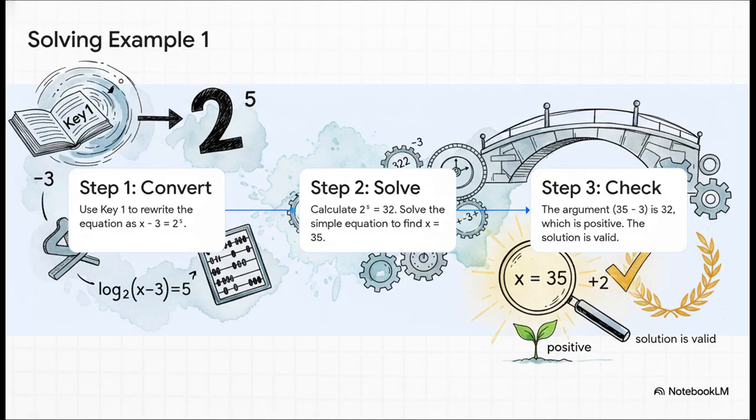Add 3 to both sides and we get x equals 35. But wait, we're not done. Step 3 is the most important. Check it. We apply our golden rule. Plug 35 back in. The argument becomes 35 minus 3, which is 32. Is that positive? Yes, it is. So our solution, x equals 35, is valid.